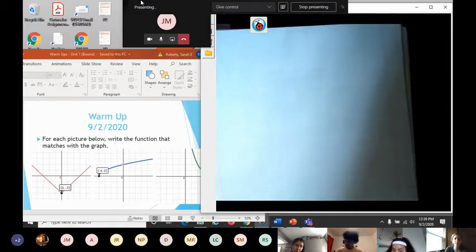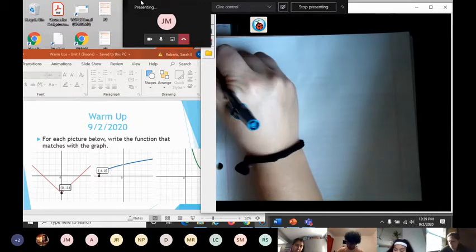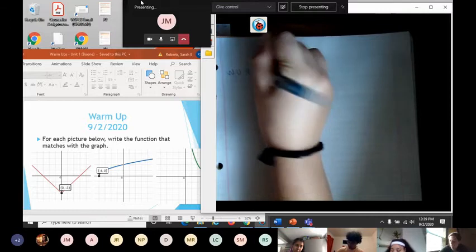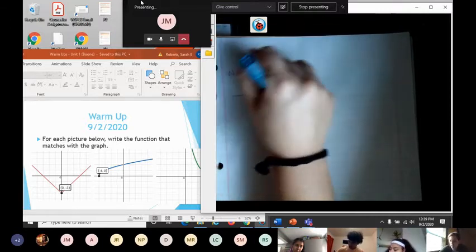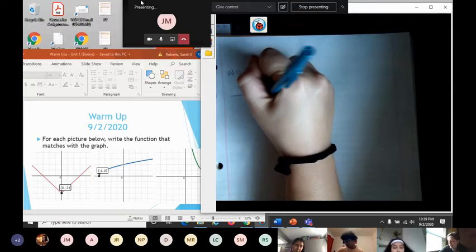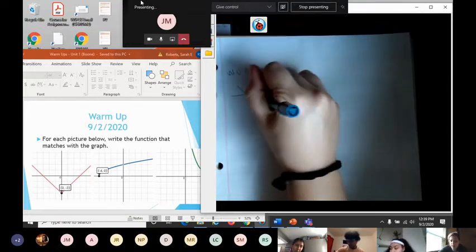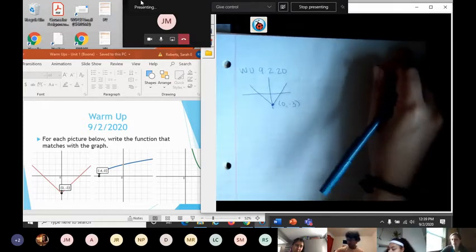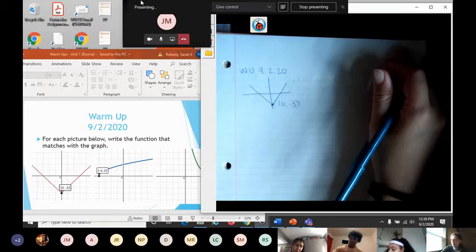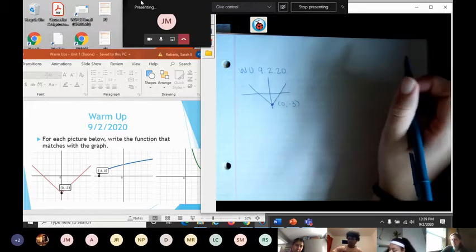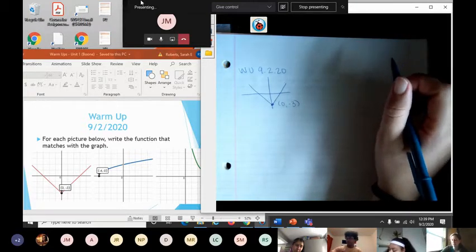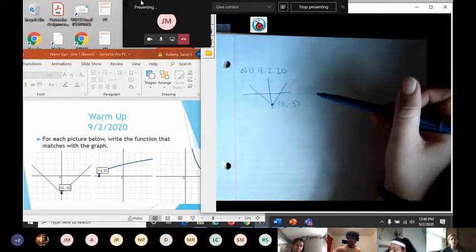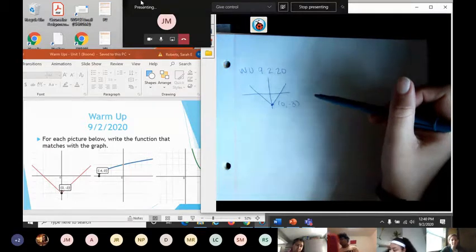Okay, so for each picture, we're writing a function that matches the graph. So this is our warm up on 9-2-20. And we have an absolute value graph with a vertex at (0, -3). So yesterday we talked about function families. We talked about absolute value graphs. And in your investigation that you should have completed half of yesterday, you should have figured out how to write in these transformations.